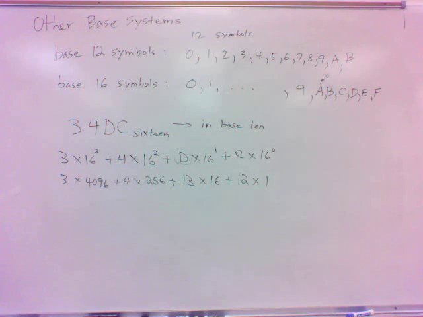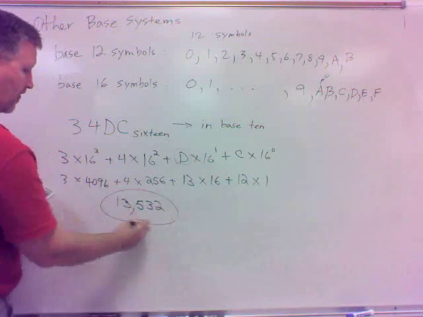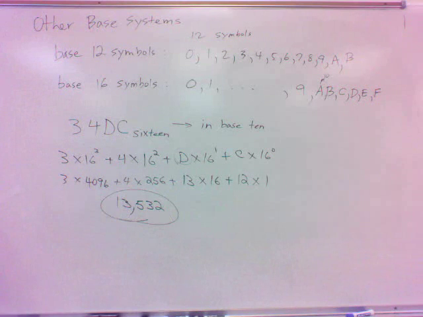Going back down to 1098 and 1. From A, 1098. Is that what you're saying? Yes. Okay. So let's go 3 times 4,096 plus 4 times 256 plus 13 times 16 plus 12. We got it? 13,532, I believe, is what we get.